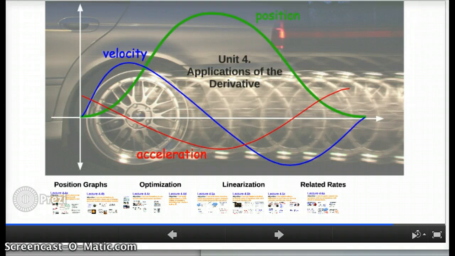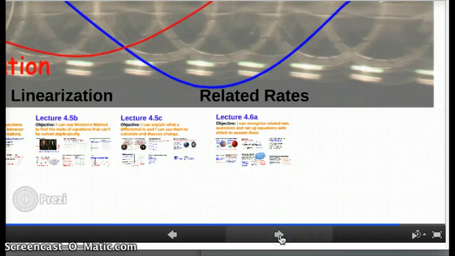Welcome back to Unit 4. We've been talking about applications of the derivative. We talked about position graphs and then max-min problems and linearization. And today we're moving on to the very last of the applications, which is called related rates.